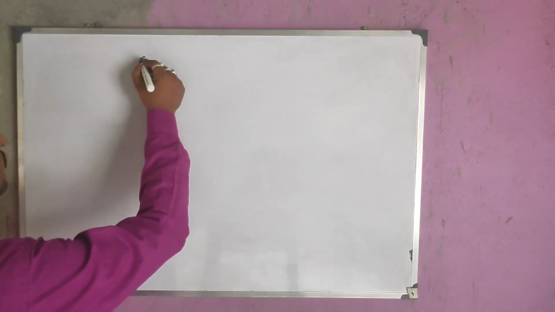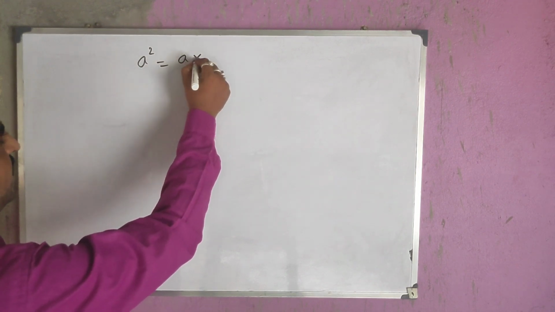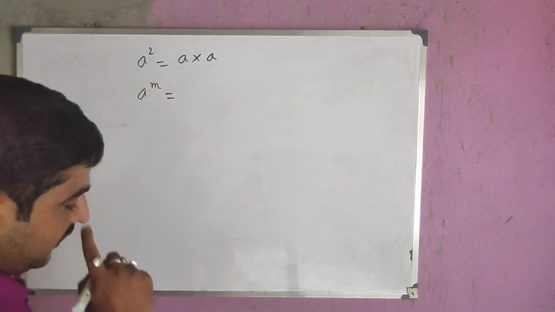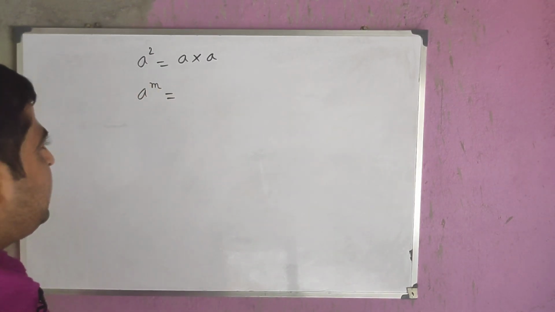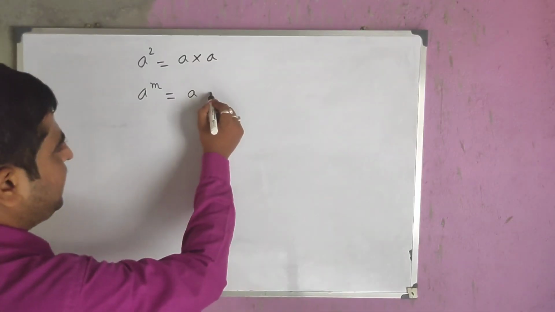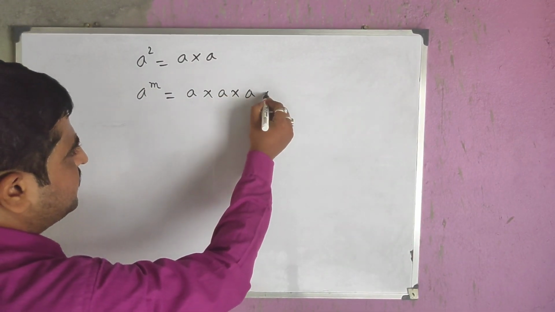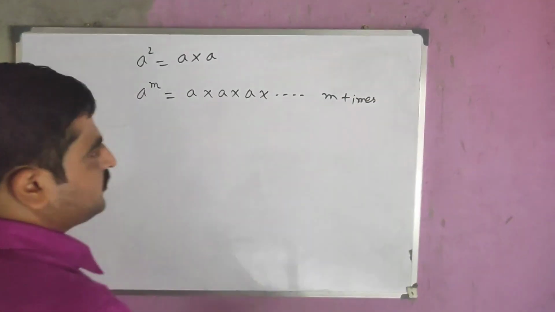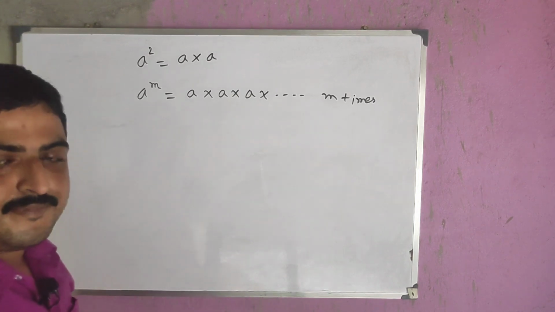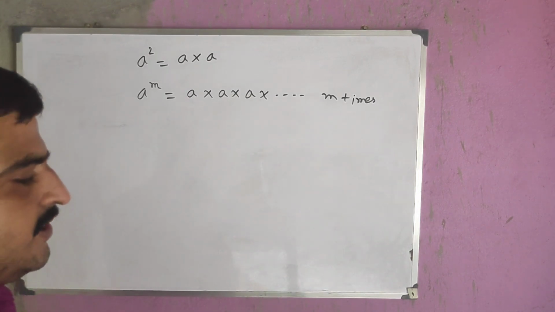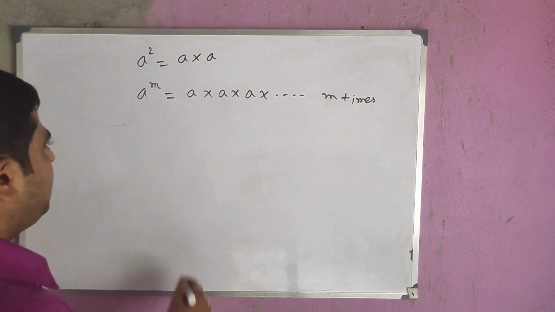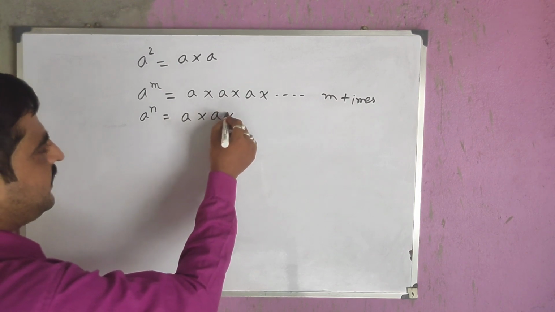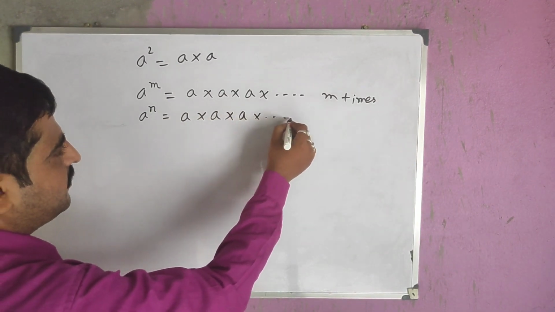Last day I told you that a square means a into a. Likewise, if there is the term a to the power m, it means you have to multiply a, m times. This m may be any number. It may be 10, it may be 100, it may be 18, any number. In the same way, a to the power n means a into a into a, n times.